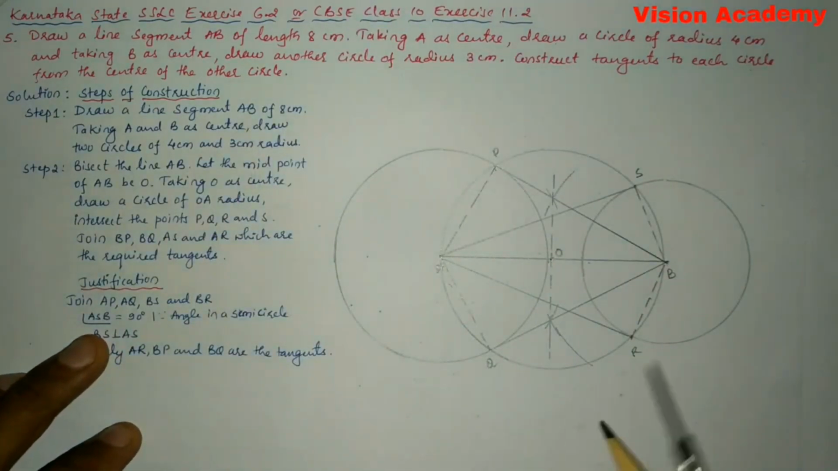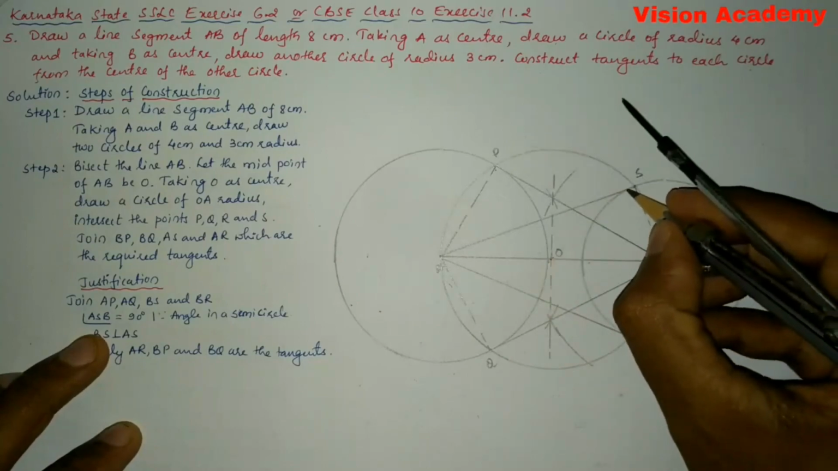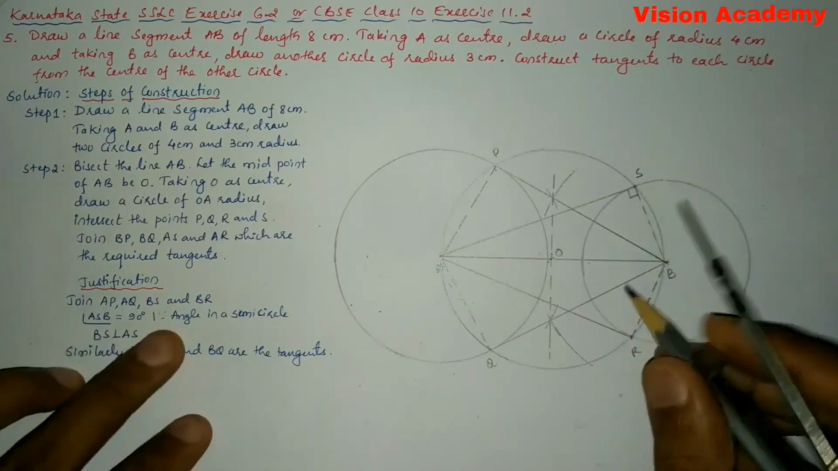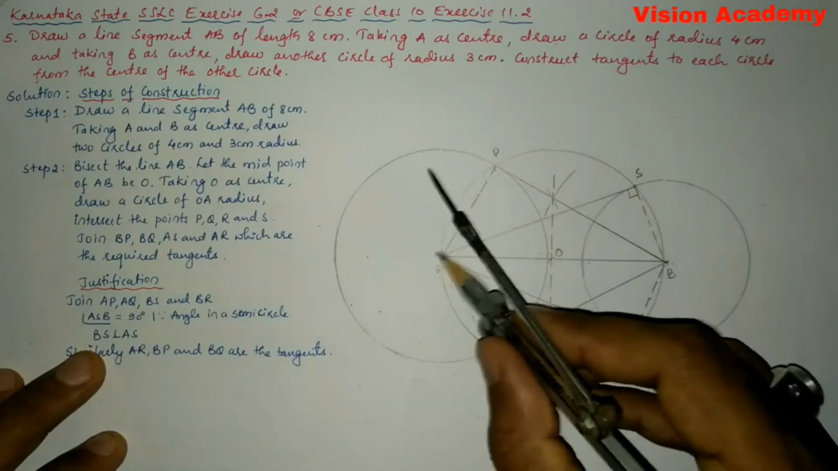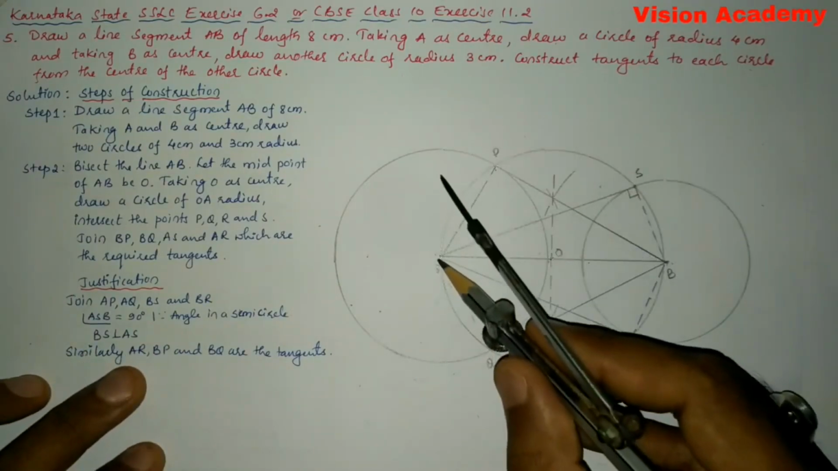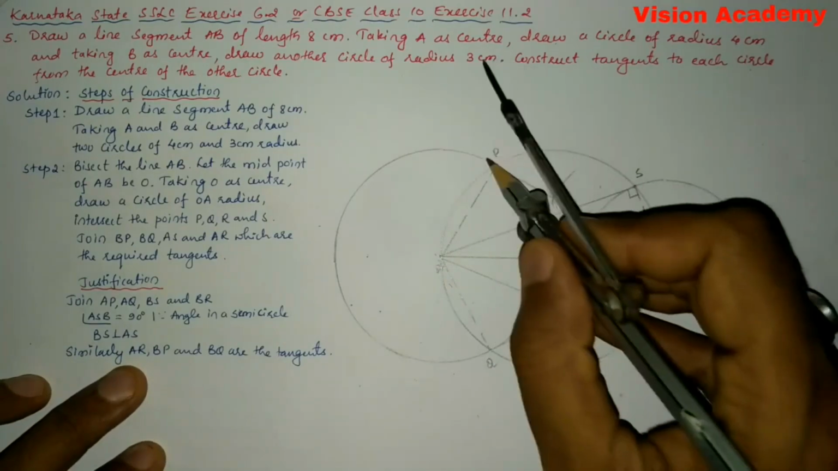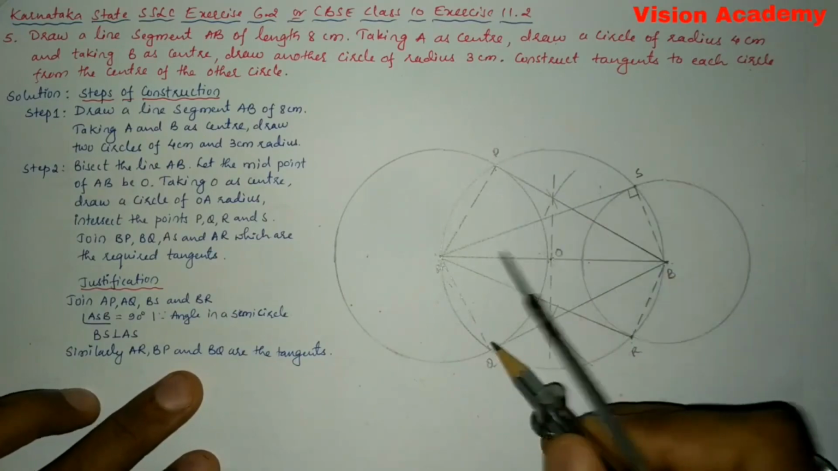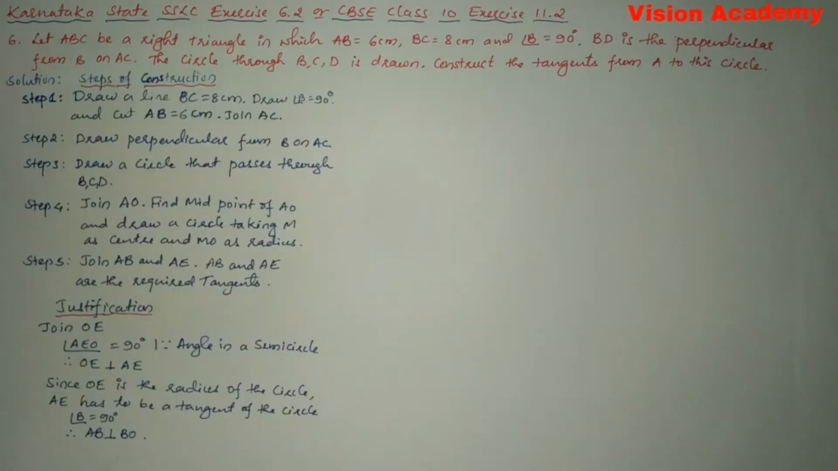Here angle ASB forms a 90 degree right angle, because it is an angle in a semicircle. So here BS is perpendicular to AS. Similarly, AR, BP and BQ are the tangents. So hence the justification.